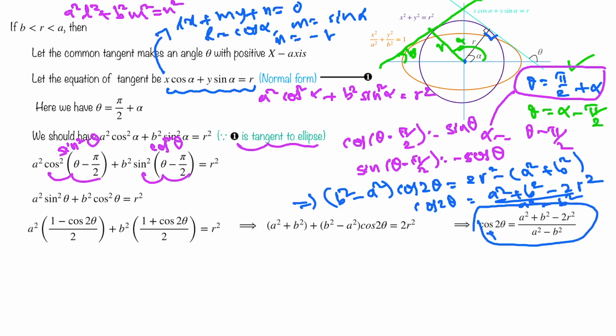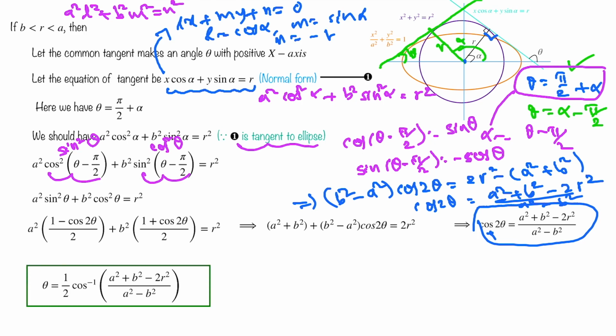Okay, cos 2 theta. So we can write theta equal to cos inverse of a square plus b square minus 2r square by a square minus b square. This is going to be theta. Okay. So the angle that the common tangent to the circle x square plus y square equal to r square and the ellipse x square by a square plus y square by b square equal to 1 makes with the major axis of the ellipse is cos inverse of a square plus b square minus 2r square by a square minus b square. Okay, this is going to be theta.